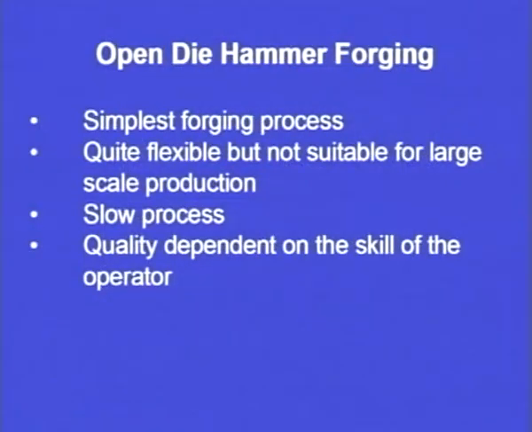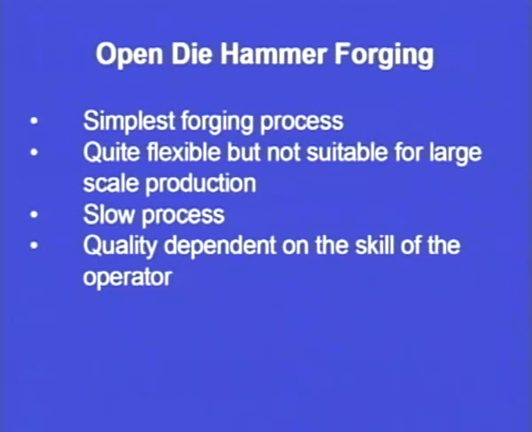If we say in industry we want 1000, 1500, 2000 products per 2 hours or per 5 hours, this process is not suitable for that type of operation. This is only suitable where the volume of production is considerably less. The third point is self explanatory. Already I have said that it is a slow process, and the volume of production is not too much in case of open die hammer forging.